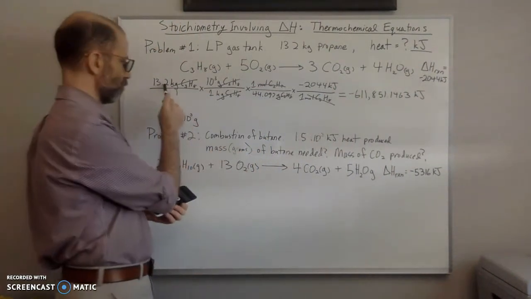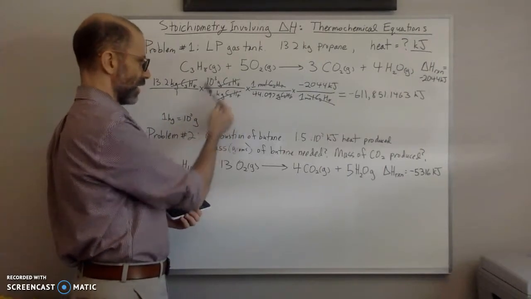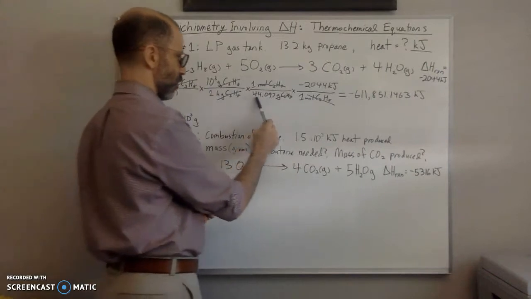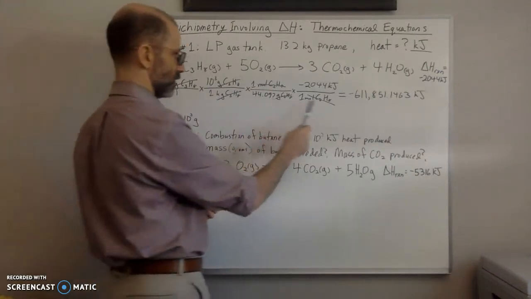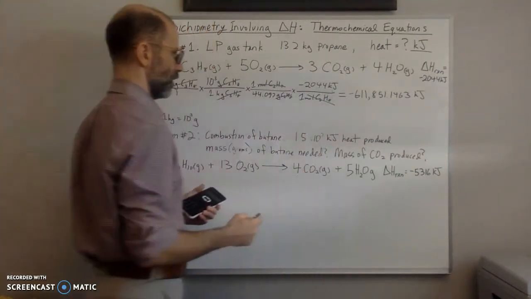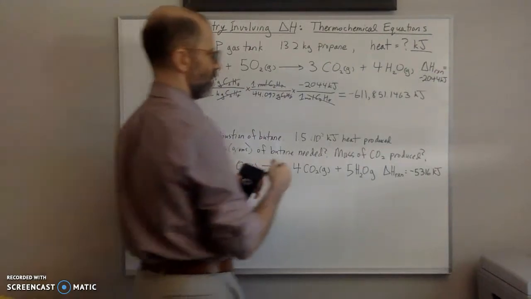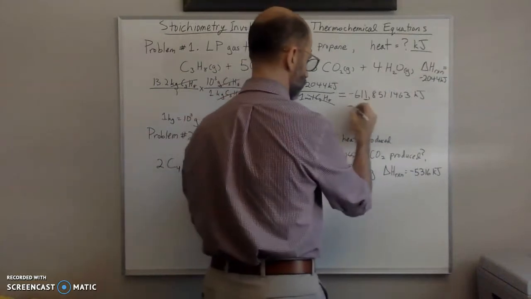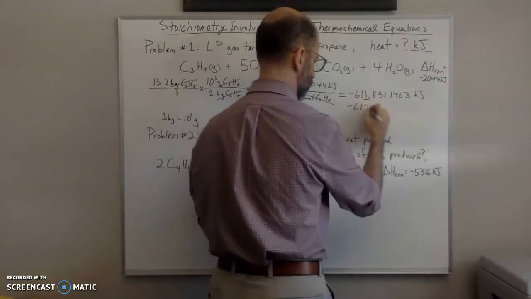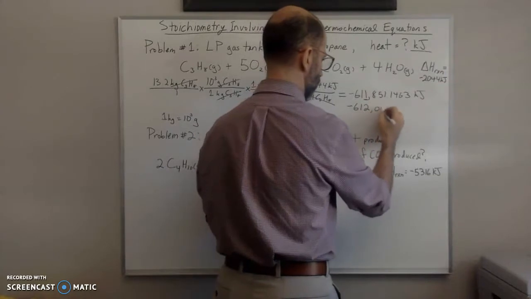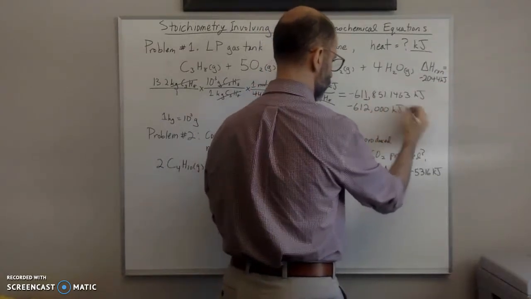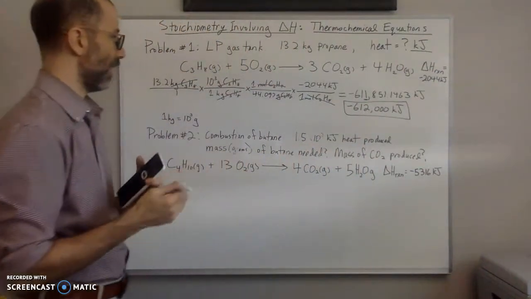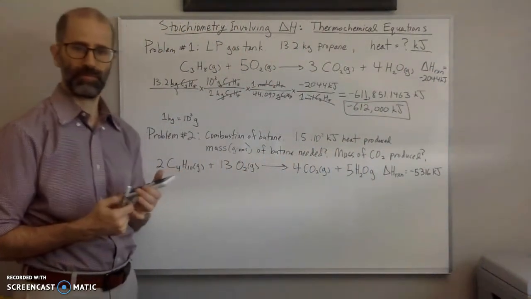Alright, so now we need to pay attention to our sig figs. We have 3 sig figs here. This is exact, so we can ignore the sig figs. It's infinite. Here we have 5 sig figs. Here we have 4 sig figs. So the least number is 3. So we're going to have to cut it off here. We have an 8 there, so it's going to end up being 612,000 kilojoules of energy produced by that amount of propane.